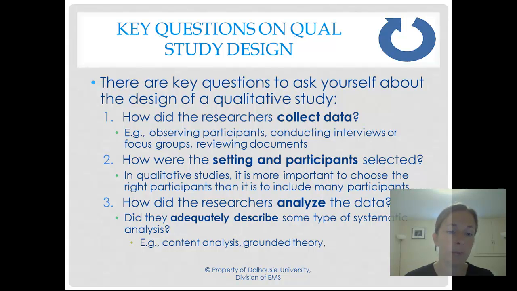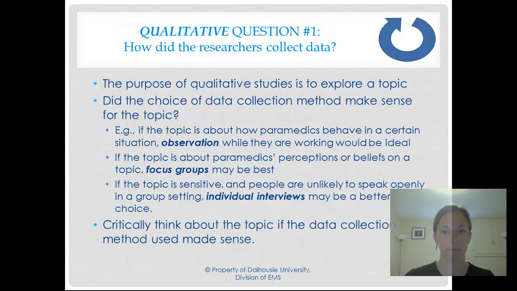And finally, you want to pay attention to how the researchers analyze the data. Did they adequately describe some type of analysis that you could understand how they flowed through the collection, through to the analysis, through to the results of their study? And there are several different qualitative analysis methods that you could see written in the literature, including things like content analysis, grounded theory, these types of things. So let's talk first about how the researchers collected their data.